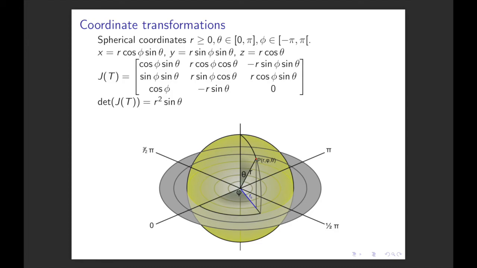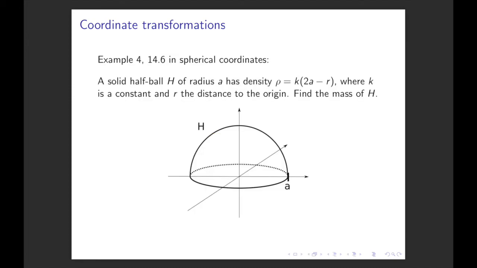There's an example on the next slide. You can find the example also in the book. It's example 4 of section 14.6. And we should compute in spherical coordinates. What do we have? A solid half ball H, it's drawn below, of radius a, with a density rho equal to k times 2a minus r, where k is a constant and r is the distance to the origin. Find the mass of H.